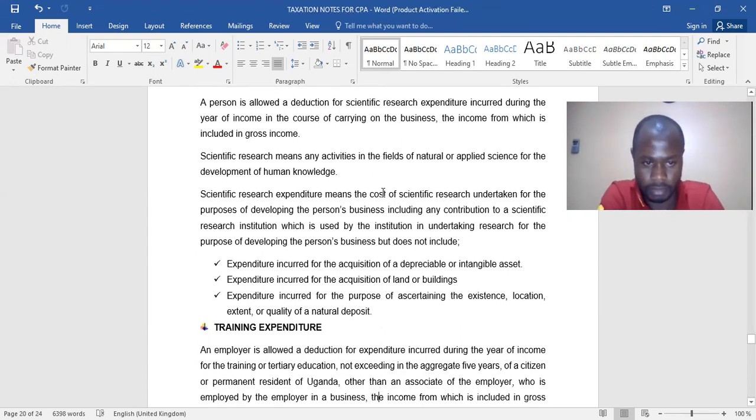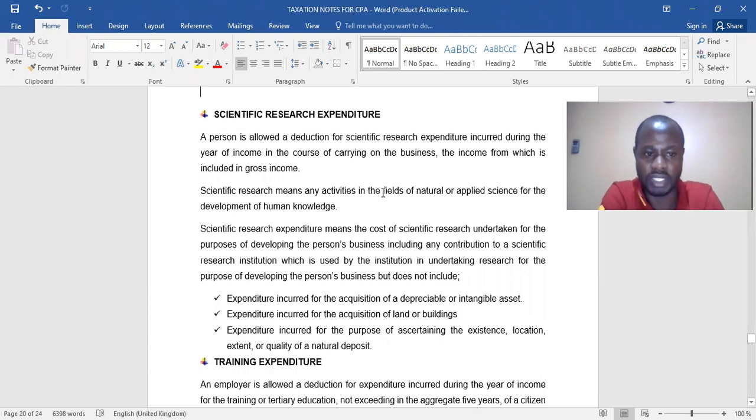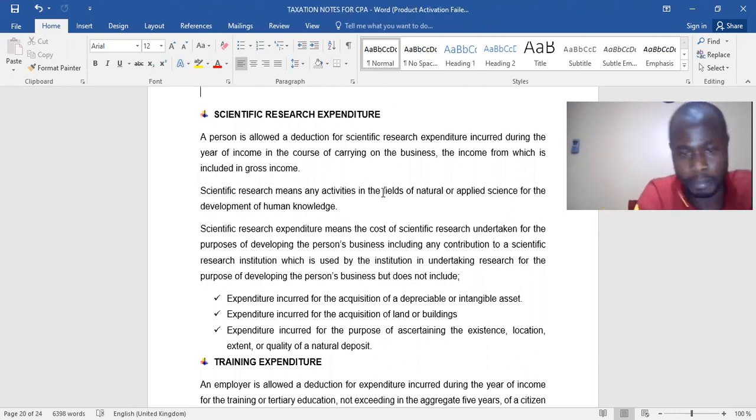Is that clear? I was saying scientific research is allowed as a deduction. The cost of scientific research is allowed. And I was defining scientific research as any activities in the fields of natural science or applied science for development of human knowledge. And we are saying that scientific research expenditure does not include the expenditure for acquiring land and buildings, does not include the expenditure for acquiring depreciable assets or intangible assets, does not include expenditure incurred for the purposes of ascertaining the existence, location, extent, or quality of a natural deposit. Natural deposit you're looking at could be minerals or oil fields. You are following?